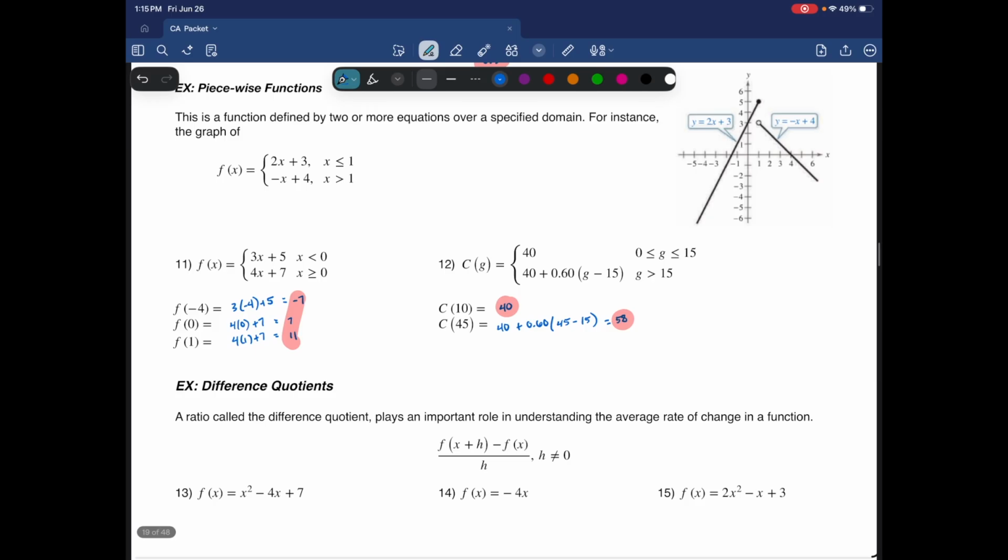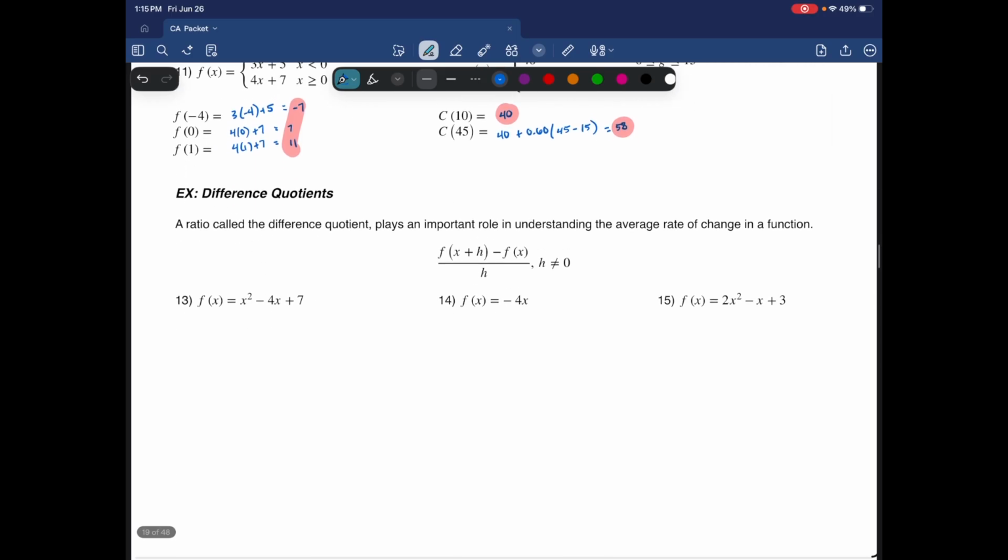Now, in the previous section, we talked about difference quotients. I introduced them to you, but here, let's go a little deeper. The average rate of change is a big concept as you get into higher level maths. The difference quotient is the definition of it, or one of the definitions of it, and helps you understand the average rate of change.